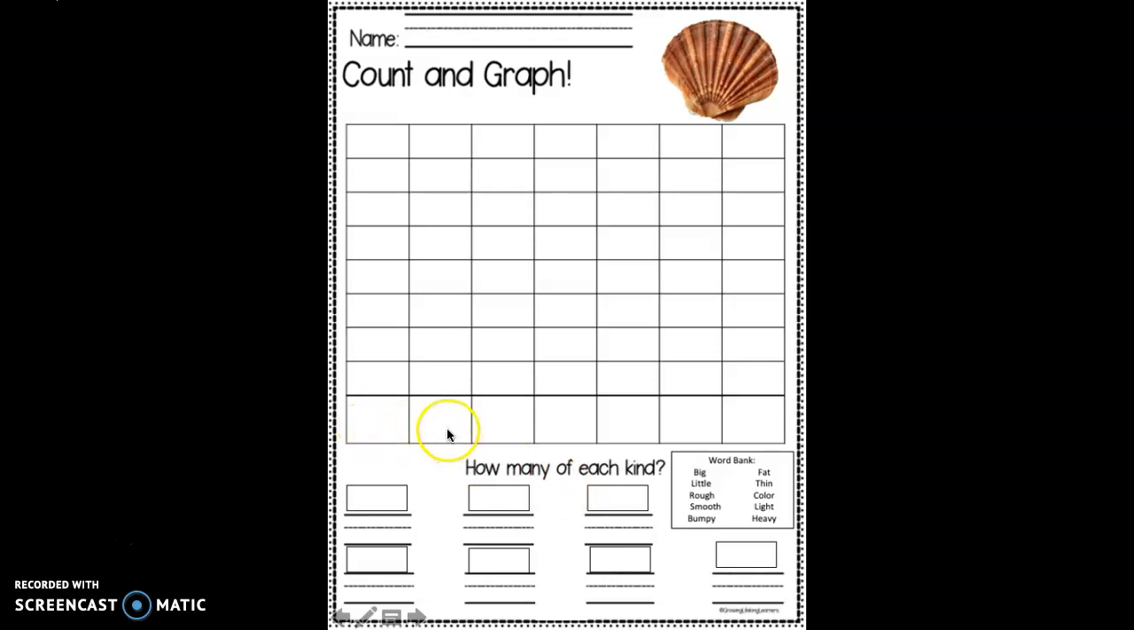So you've got 7 different boxes right here. If you want to sort them 7 different ways, you can, or if you only want to sort them a couple different ways, you can do that too.